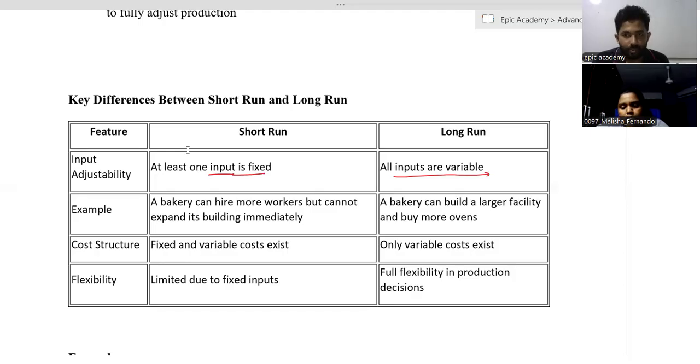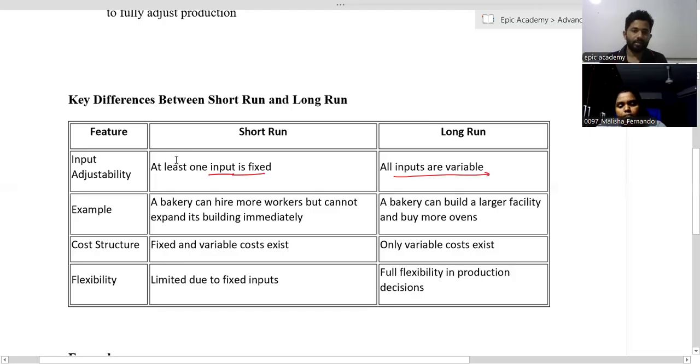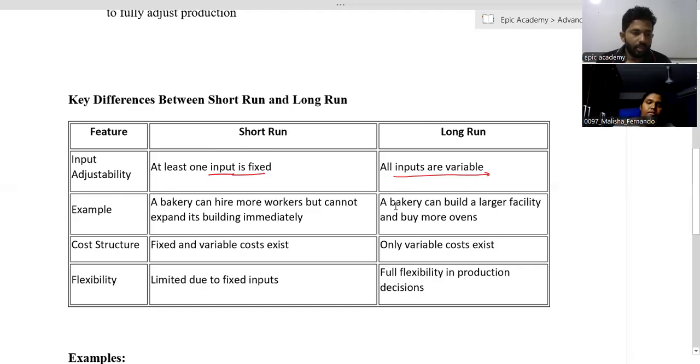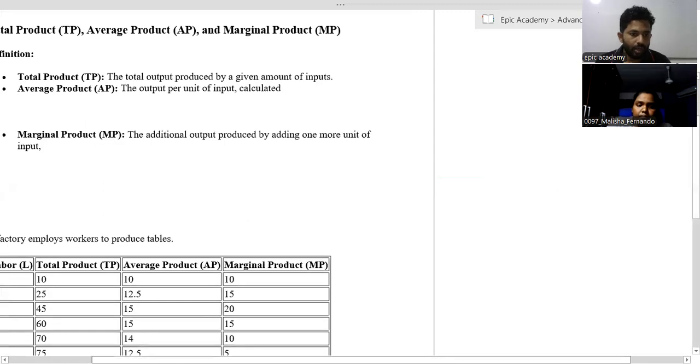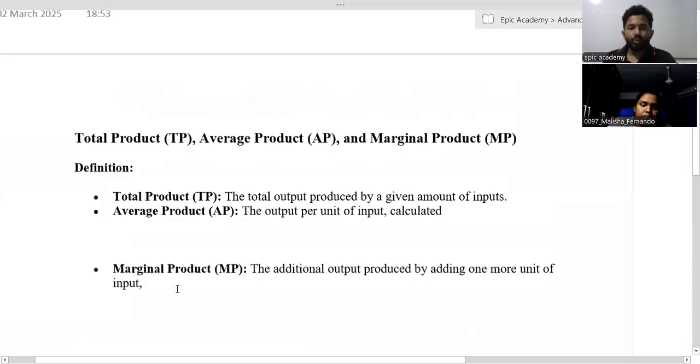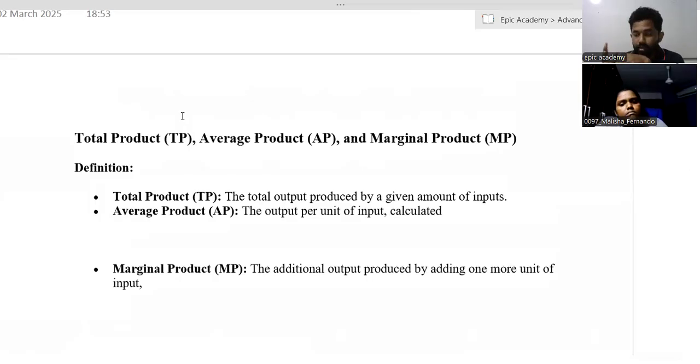So it is very easy to identify. Okay, right. I think you got the idea, the difference between long run and short run. And now we are going to discuss the production side. I already said that we are going to discuss the side of production, cost, and revenue. In here, we are going to discuss the production part.